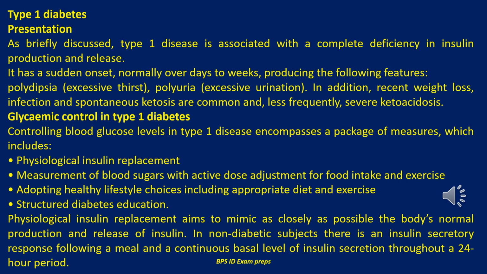Next we will look at glycemic control in type 1 diabetes. Controlling blood glucose levels in type 1 disease encompasses a package of measures, which includes: 1. Physiological insulin replacement. 2. Measurement of blood sugars with active dose adjustment for food intake and exercise. 3. Adopting healthy lifestyle choices including appropriate diet and exercise.